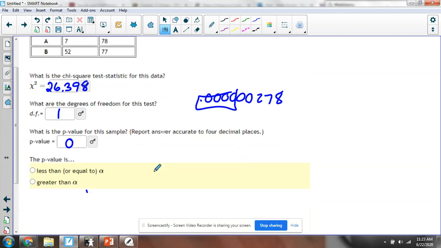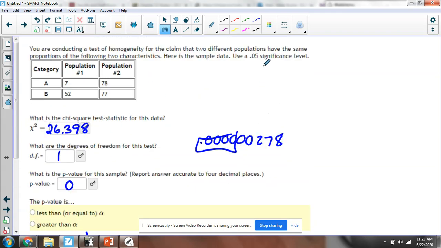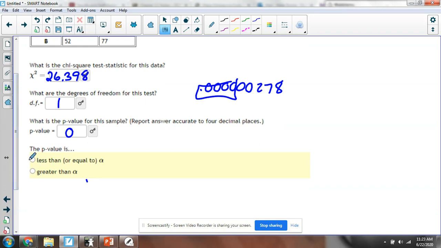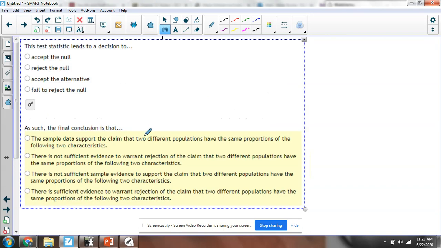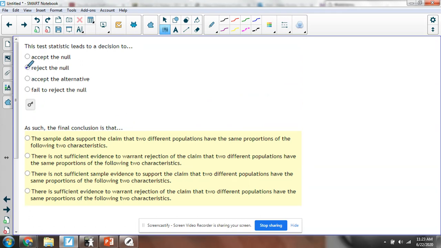So our p is less than alpha. We don't even care what alpha is. It's 0.05, but p is 0, so it's definitely less than that. So we're going to reject the null because the p-value is lower than alpha, which means there is sufficient evidence to show.